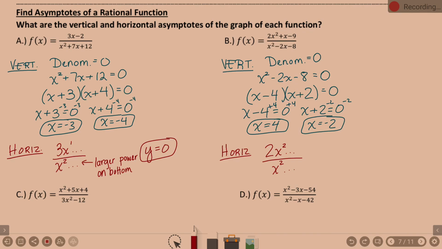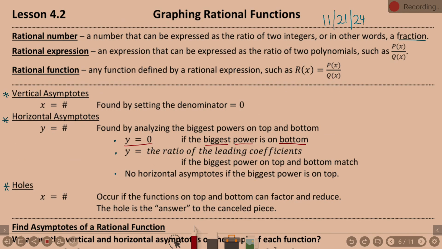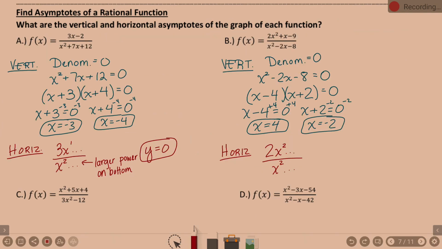Okay. So what do you notice about the powers? They are the same. Go back up top. If the biggest power on top and bottom match, is that the situation we're at? Yep. It's going to be y equals, and it says the ratio of the leading coefficients. Do you know what I mean there? 2 and 1. There's a 2 here. What's the invisible number in front of x squared? 1. So it is 2 and 1.